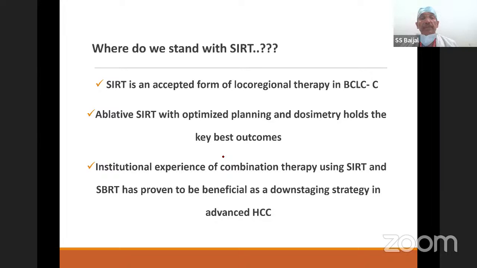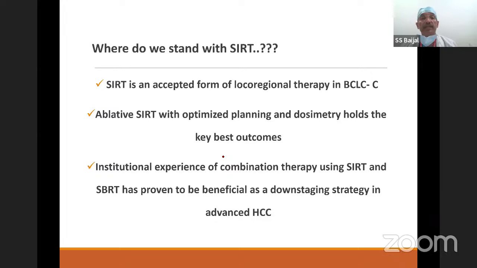Institutional experience is built up in many centers, and now we are not the only ones. We have reports coming from other hospitals as well, where they have used similar strategies of SIRT and SBRT to the PVTT. It has proven to be beneficial in downstaging these patients to transplantability, even though they were labeled as advanced HCC.